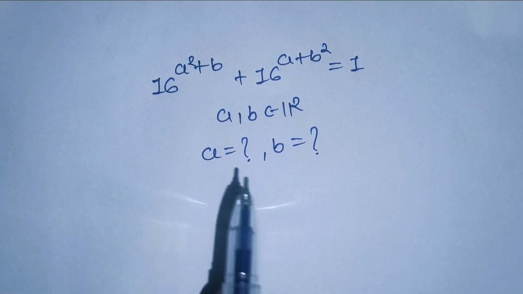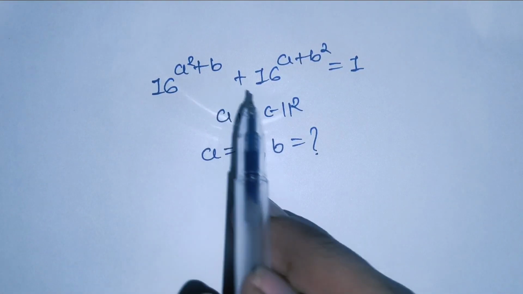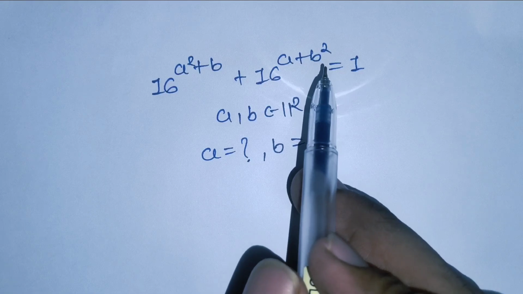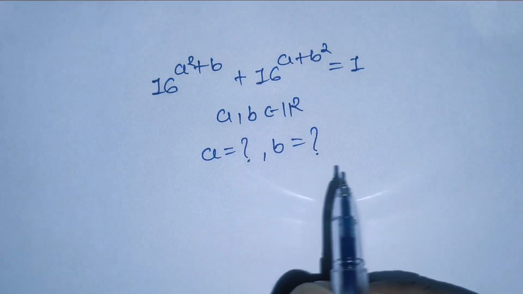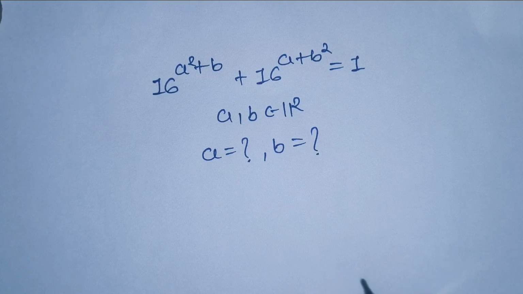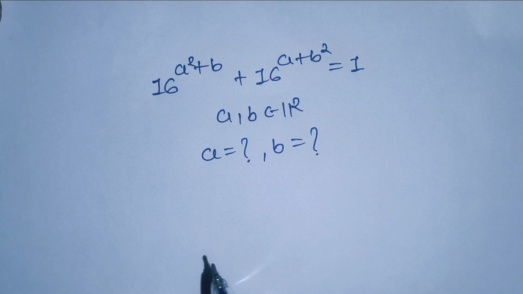Hello students, today's question is: 16 raised to (a square plus b) plus 16 raised to (a plus b square) equals 1. a and b belong to the set of real numbers, then find the value of a. Now, first of all we require some formulas.